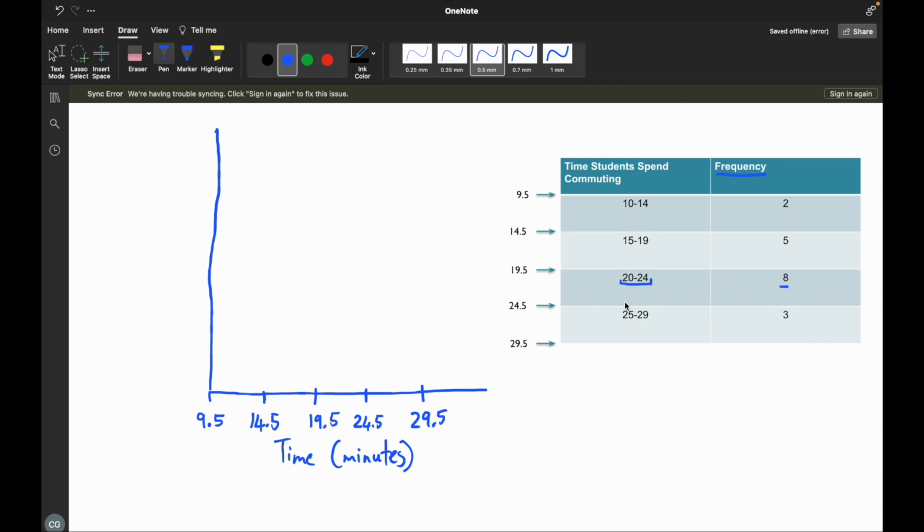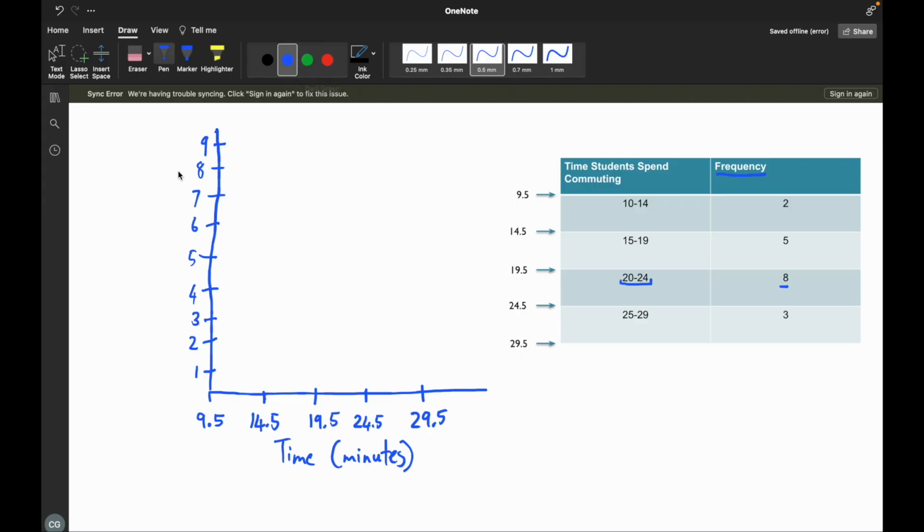Modal. The modal class. That's what you're talking about right here. So the modal class in this case is 20 to 24, and the highest it goes up to is 8. So I need to make sure when I'm doing this y-axis, I have to cover 8 at least. So if I'm going up here now, and I have my 3, 4, 5, 6, 7, 8. Even if I go to 9, at least I covered 8, right?